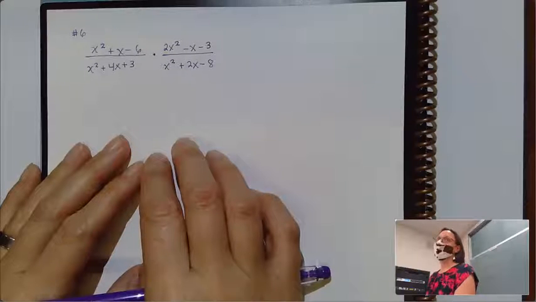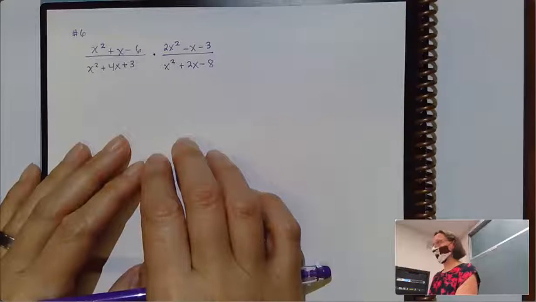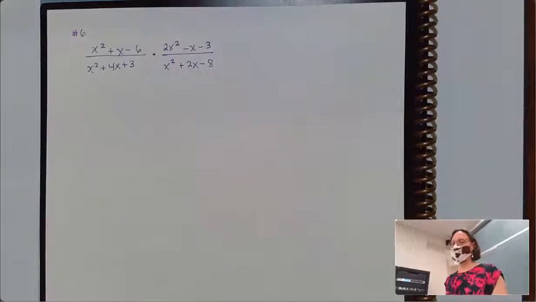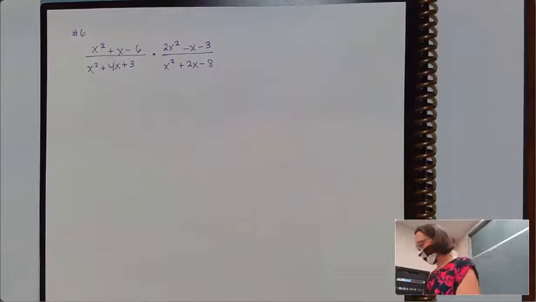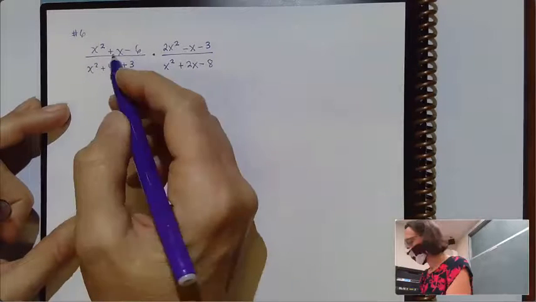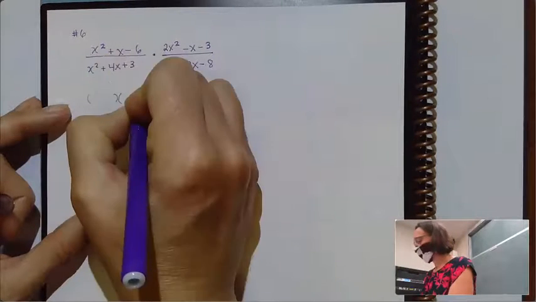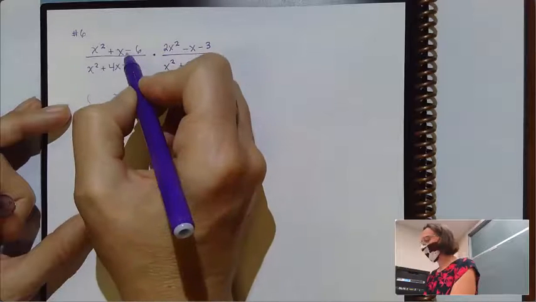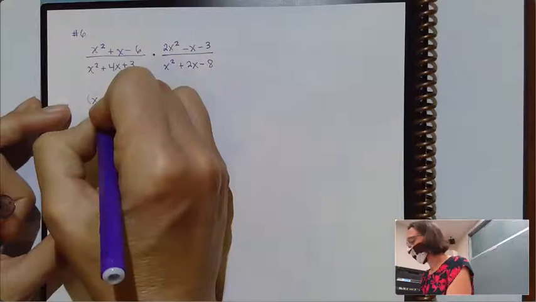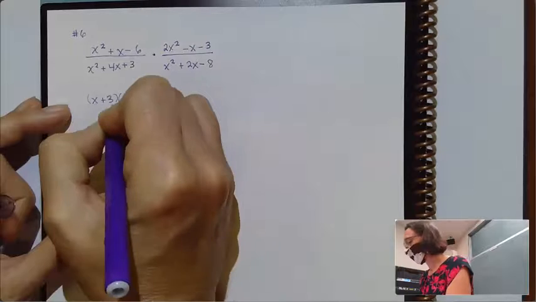Factor everything. Get things in lowest terms. That's really what the instructions are telling us to do, even if they didn't explicitly state that. So I'm going to get my factoring going. On the top, I need 2 things that multiply to give me -6, add to give me a +1. I'm looking at x plus 3 times x minus 2.